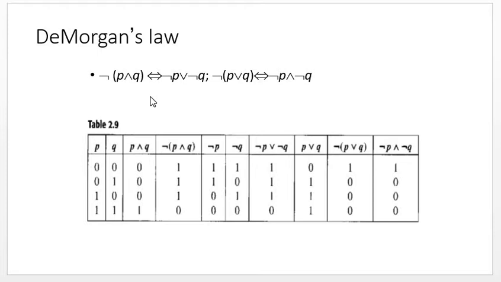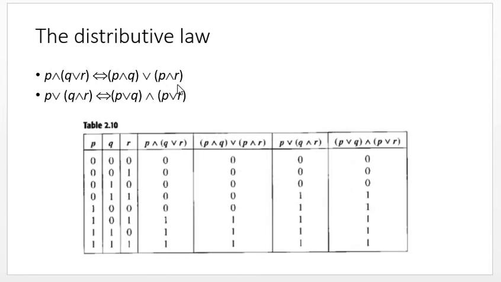To prove De Morgan's law using truth table, construct the truth table of negation of P and Q if and only if negation P or negation Q, and also negation P or Q if and only if negation P and negation Q. Prove the distributive property using truth table. So construct the truth table of P and Q or R if and only if P and Q or P and R, P or Q and R if and only if P or Q and P or R.